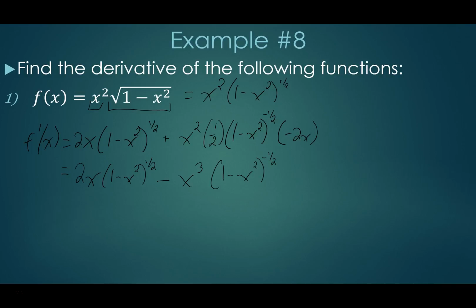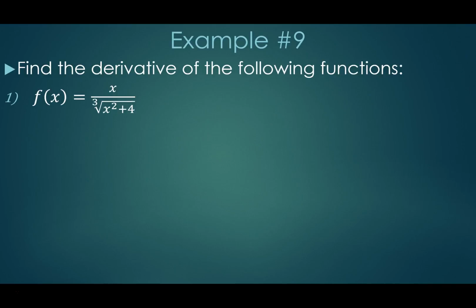So again, we used our product rule. We wrote it as an exponent, and then did the derivative of the first times the second, plus the first times the derivative of the second. And this part right in here is where our chain rule got applied. We're moving the exponent in front, decreasing it by 1, and then doing the derivative of the inside expression.